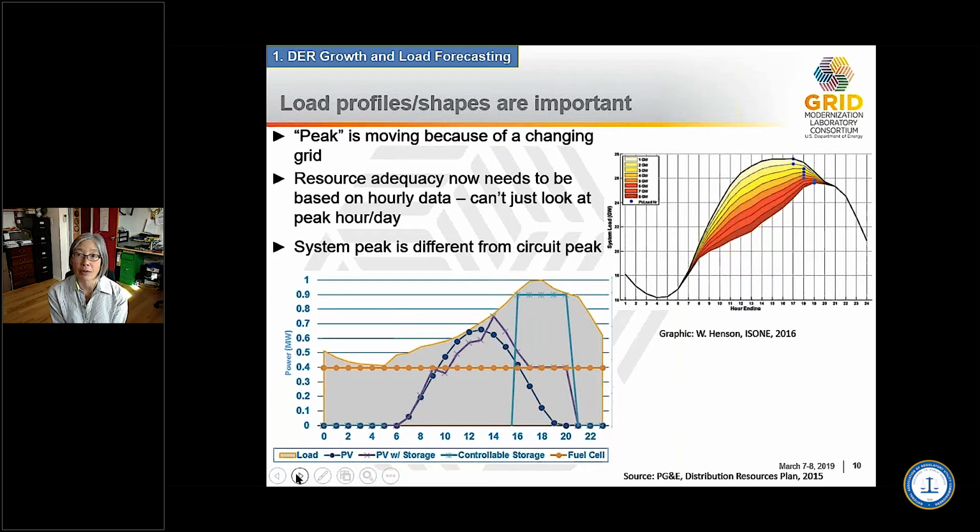The bottom left-hand graphic shows one of the reasons why we need to look at hourly profiles on a feeder basis. This bottom left-hand graphic is from PG&E. And let's say this particular feeder is limited by its ability to handle reverse power flow. So that top yellow line is showing the load profile, and we can't allow the distributed generation to exceed that.